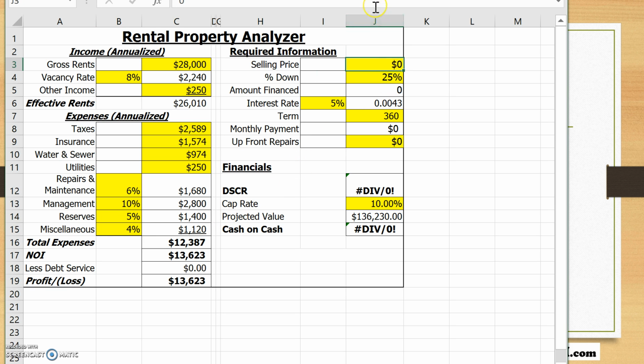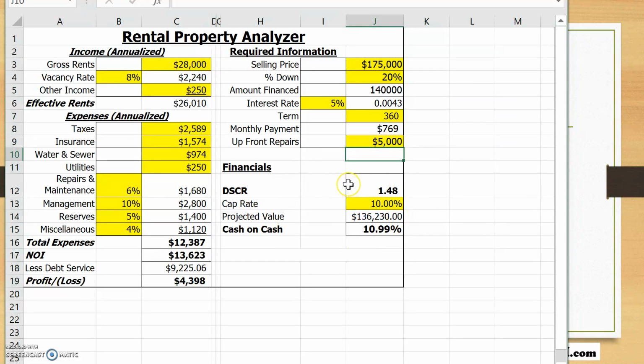Now let's go over here and punch in our selling price. Let's say it's selling for $175,000, 20% down. I'll just say it's at a 5% interest rate for 360 months, which gives me a monthly payment of $769. And let's say there's $5,000 in upfront repairs. This is all pretty straightforward. Now here's where it punches out the information for you.